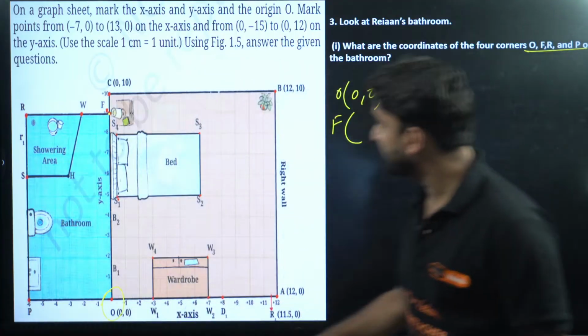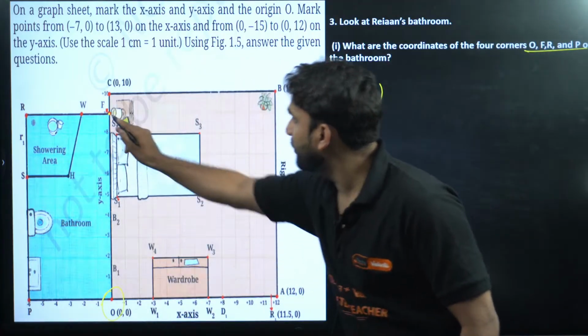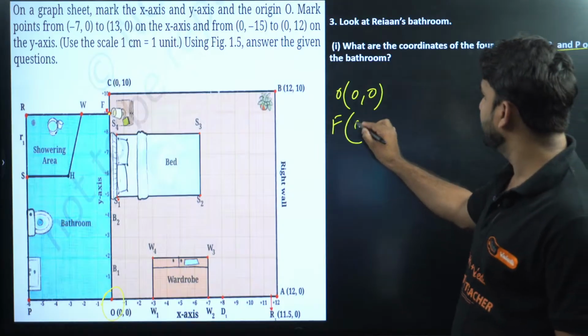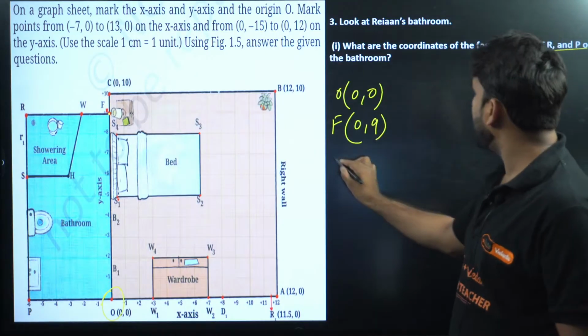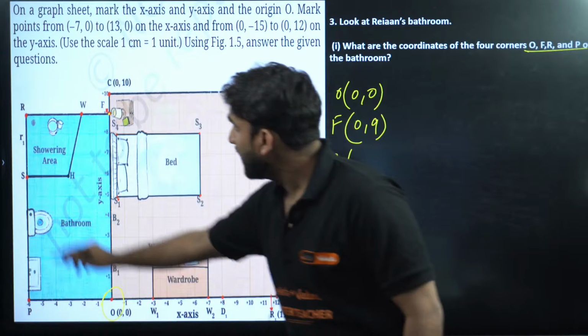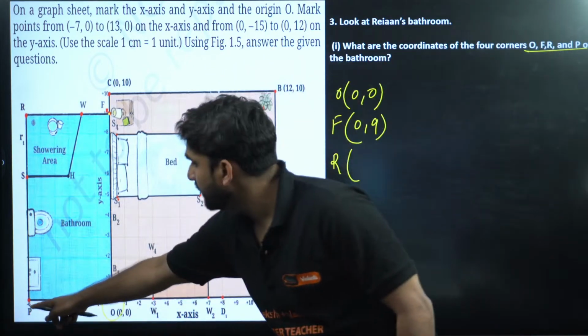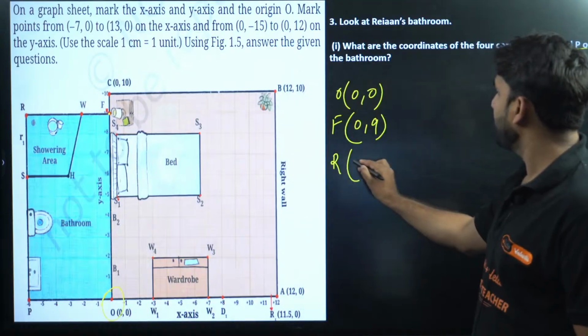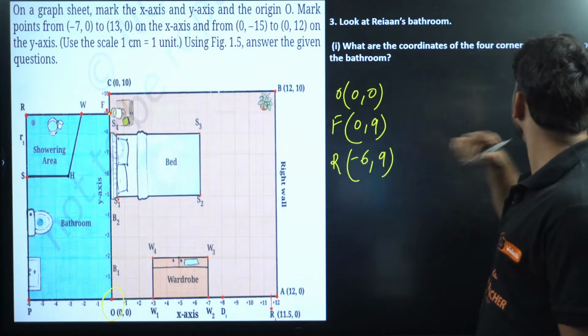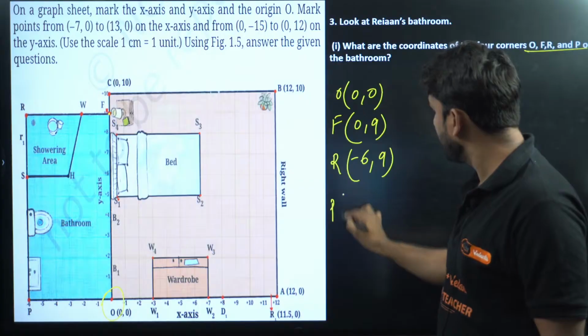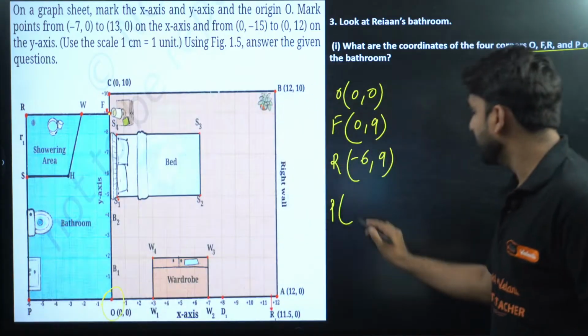So X coordinate is 0. Y coordinate is here 9. So 0 comma 9. And R coordinate is, by mistake it has erased, that's why I'm doing again for you. So minus 6 comma 9, and P coordinate, where is P coordinate? This is minus 6 comma 0.